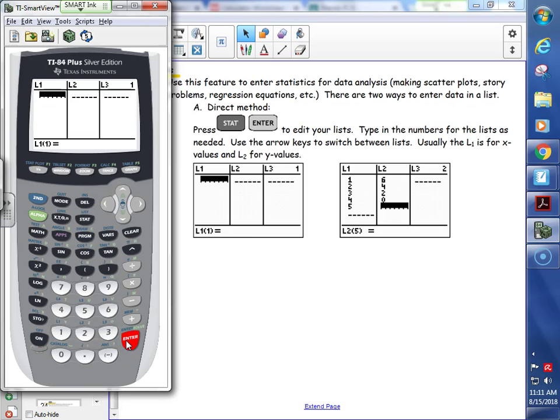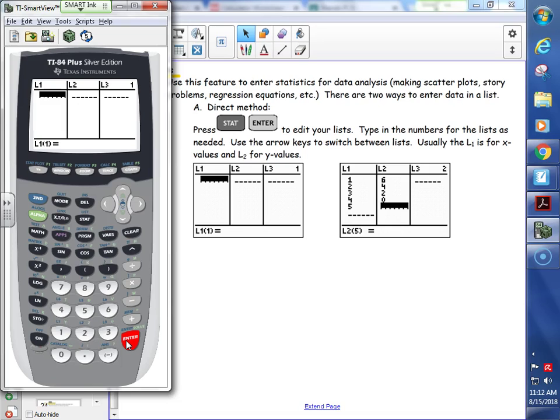But the problem is on calculator worksheet number 2, which one's list 1 and which one's list 2? For number 1, what do you guys think? Which one's going to be list 1, like the X's? The year? Good. The year is list 1, the population list 2. How about number 3? Which one's which? Which one's list 1? Time. Good. The list 2 is good.